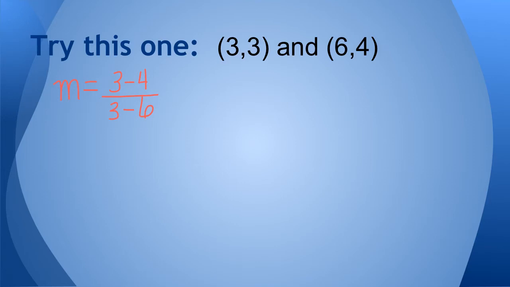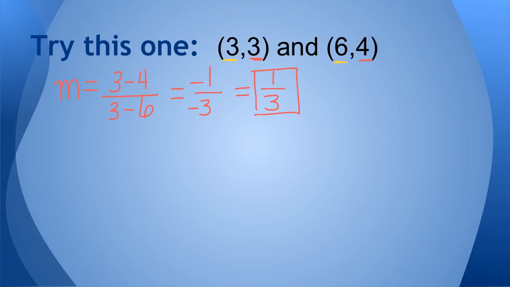All right, to find my slope, I took 3 minus 4 as my numerator, my change in y, and then I did 3 minus 6 as my denominator, or my change in x. And when I solve this, 3 minus 4 is negative 1. 3 minus 6 is negative 3. If I have a negative on top and bottom, they cancel. Two negatives, when I'm dividing, create a positive answer, so my slope is 1/3.